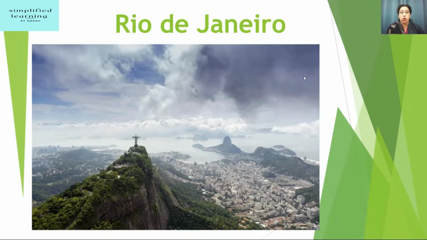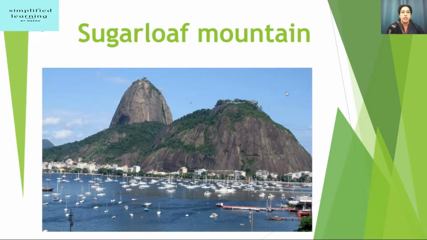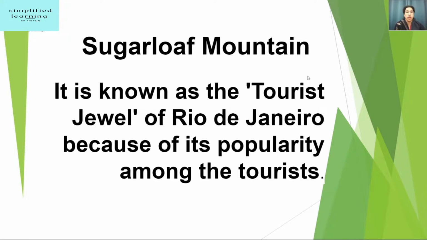Now after Buenos Aires, let's move to the next city, which is Rio de Janeiro. Rio de Janeiro, built on the Atlantic coast in Brazil, is the second largest city of Brazil after São Paulo. The giant statue of Christ overlooking the city from the 709-meter summit of Corcovado is almost as widely recognized a symbol of Rio as the distinctive shape of Sugarloaf. So you can see here, this is Sugarloaf. The beautiful Sugarloaf Mountain overlooks the city. It is one of the most beautiful natural harbors in the world. Sugarloaf Mountain is known as the tourist jewel of Rio de Janeiro because of its popularity among the tourists. Clear?